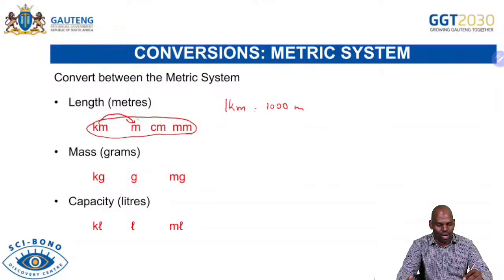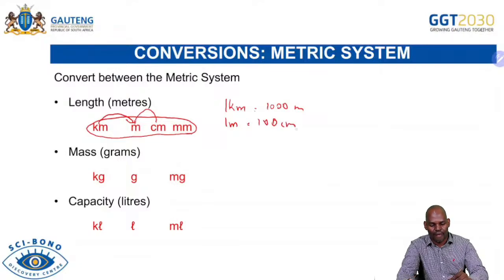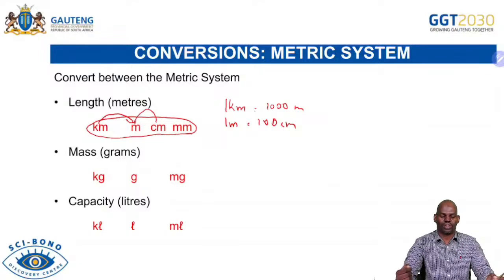Now, what about from meter to centimeter? You should know that 1 meter is equal to 100 centimeters. Hence I'm saying with regard to the metric system, the examiner might not be nice to you. So 1 meter is equal to 100 centimeters. What does that mean? If you want to convert from a meter to a centimeter, you multiply by 100. If you want to convert from centimeter to meter, you divide by 100.